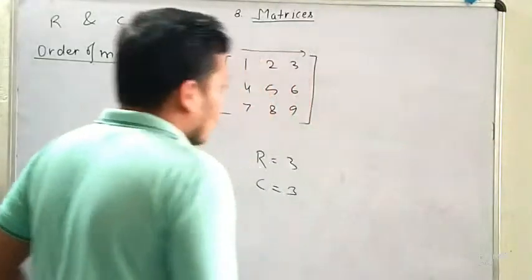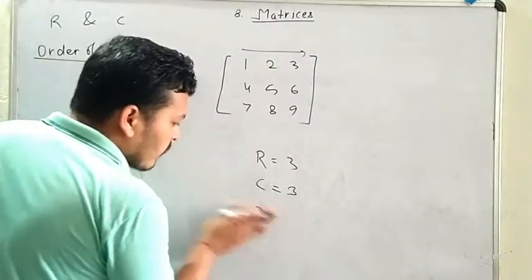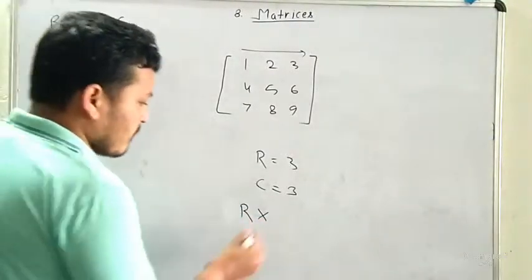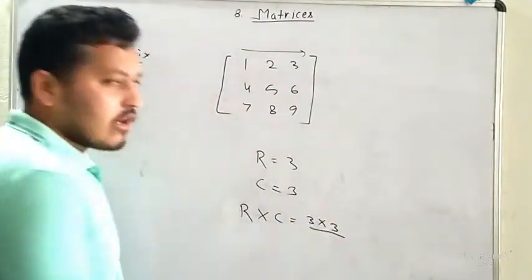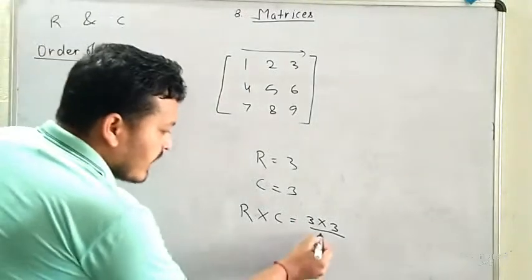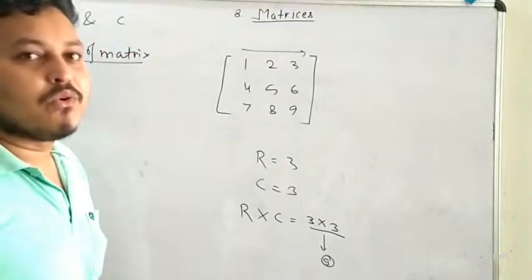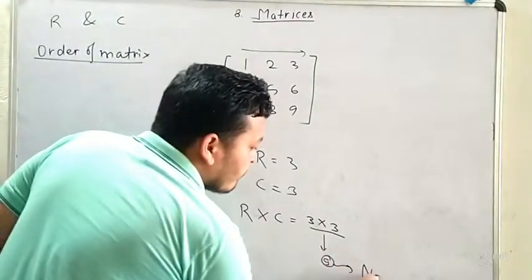Row is 3 and column is equal to 3. So row cross column is equal to 3 cross 3. It means 3 into 3. When you solve 3 cross 3, it is 9. Okay, 9 is denoted here as the number of elements.